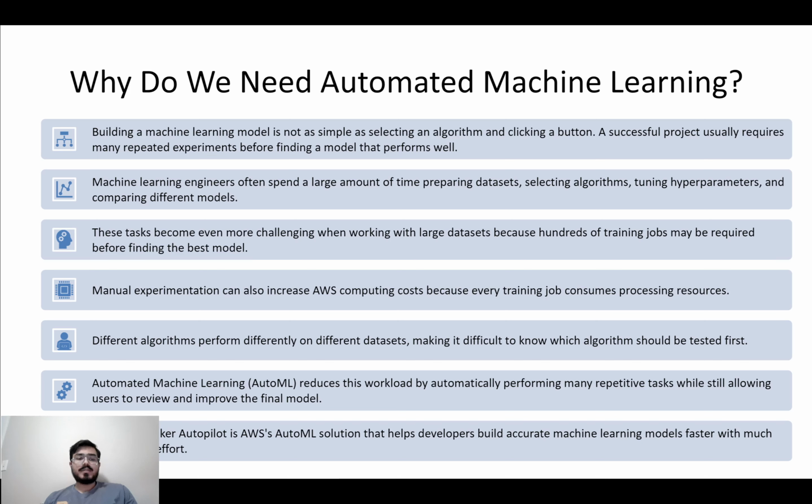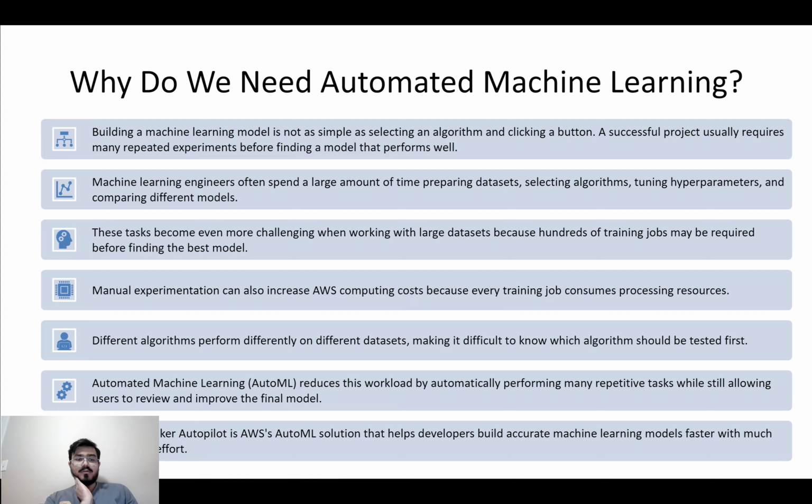So now let's understand why automated machine learning is so important. Building a machine learning model is much more than simply choosing an algorithm. A successful machine learning project usually requires many experiments before finding a model that performs well. As datasets become larger, the amount of work also increases. Sometimes hundreds of training jobs are required before finding the best performing model. Every one of these training jobs uses AWS computing resources, which also increases the overall cost of development. Because of this, it is often difficult to know which algorithm should be tested first. This is where automated machine learning, or AutoML, becomes valuable.